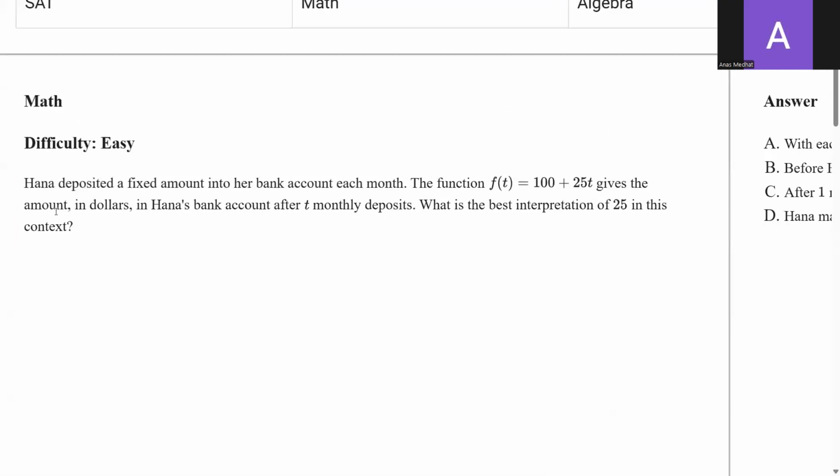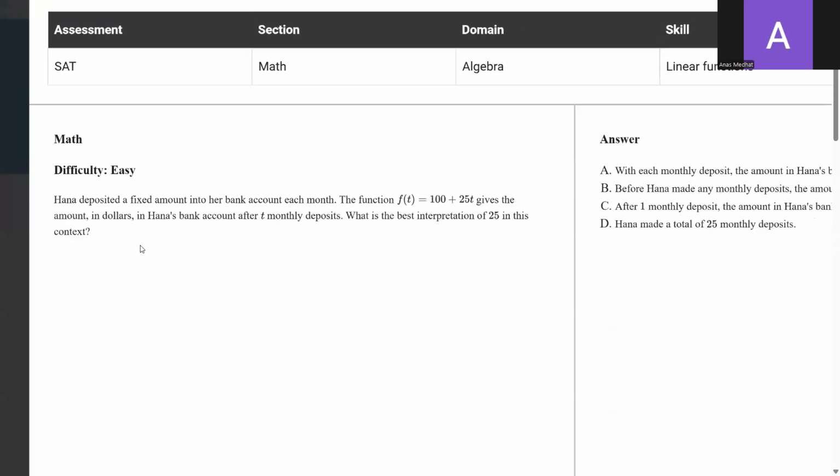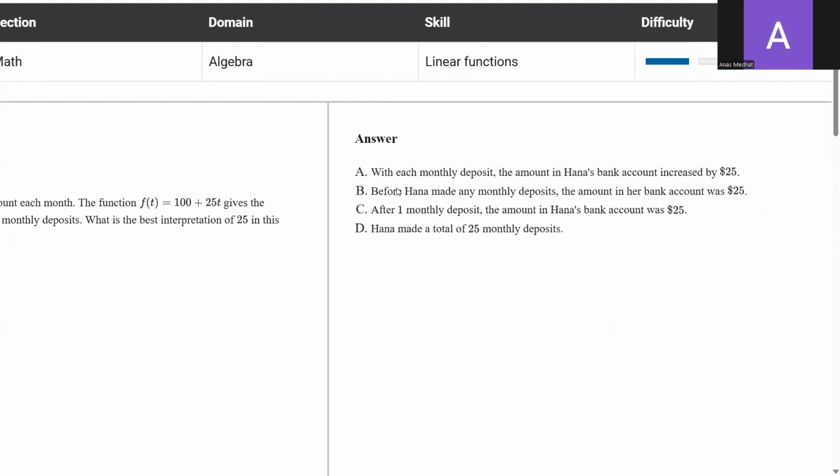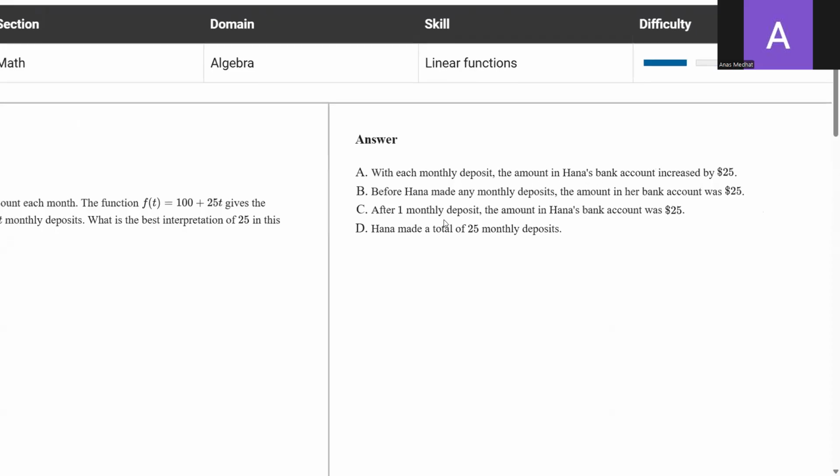Hannah deposited a fixed amount into her bank account each month. The function is the amount in dollars in Hannah's bank account after monthly deposits. What's the best interpretation of 25 in this context? It's the rate at which she deposits each month. Okay, so the answer is A. With each monthly deposit, the amount in Hannah's bank account increased by $25.